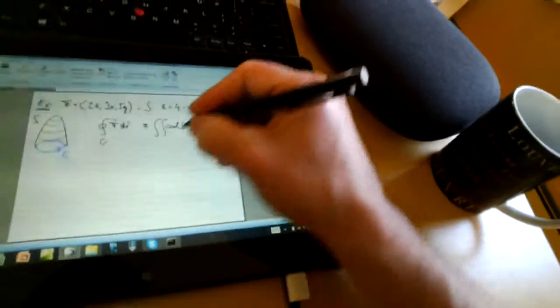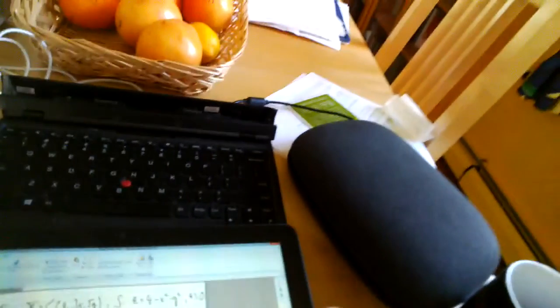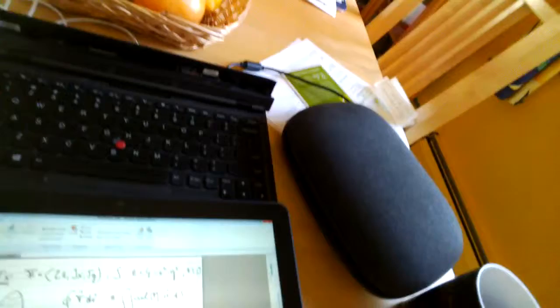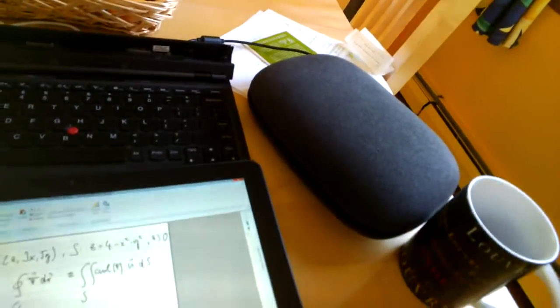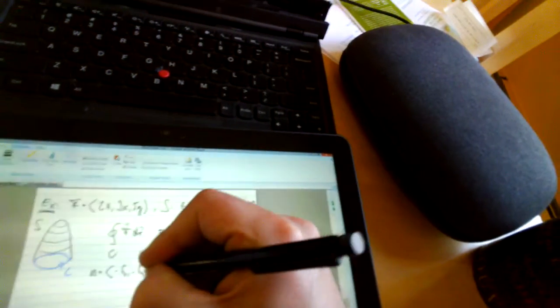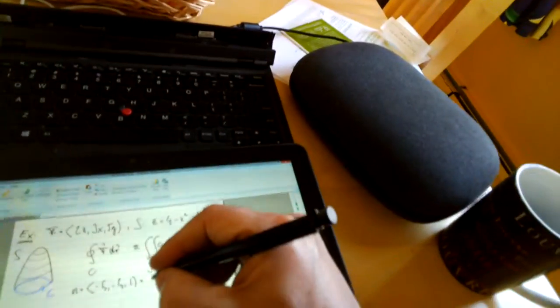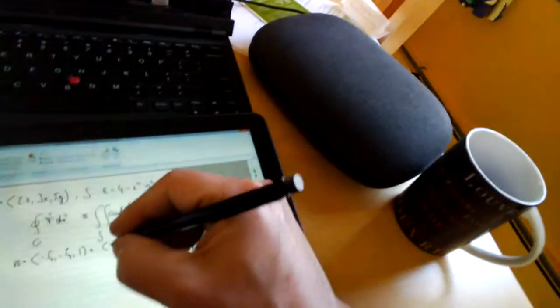Let's see. The surface S is given by z equals 4 minus x squared minus y squared, so I can find out the n and the dS. The normal vector is minus fx, minus fy, and 1. So in my case, the x derivative of f is minus 2x, minus 2y, and 1. I have to also find the curl of F, so let's find that.